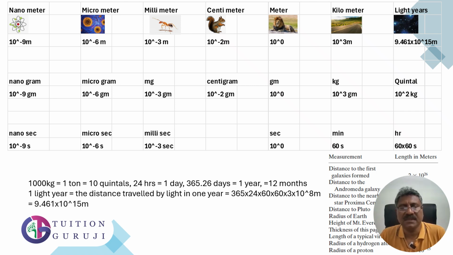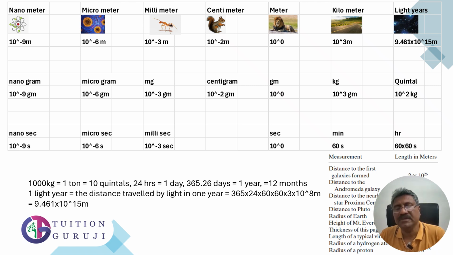So let us take the case of a small ant. If you want to measure the length of an ant, we don't have to use a meter scale or centimeter scale. The length of an ant may be in millimeter, 3 or 4 millimeter. In that case, we will use 1 millimeter, and 1 millimeter is 1/1000 of a meter.